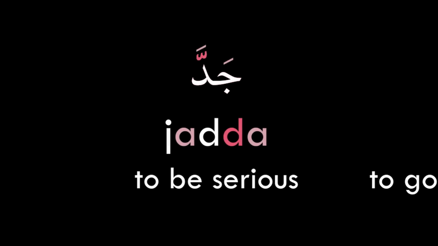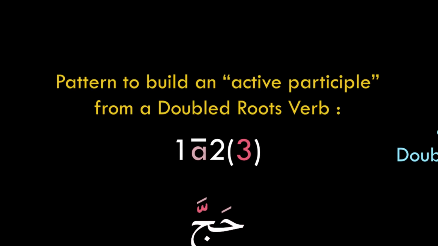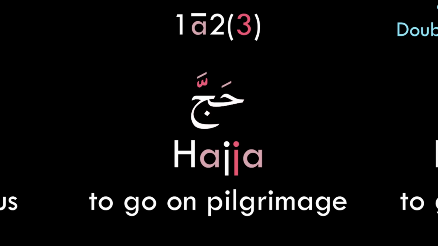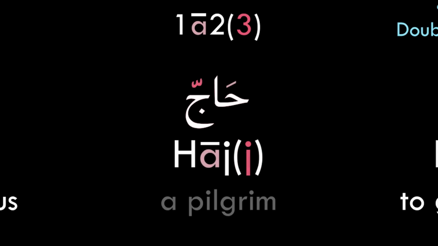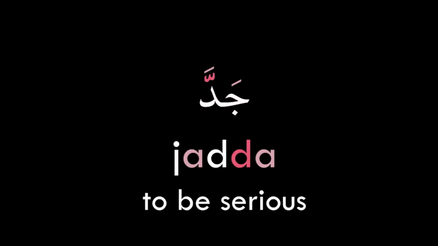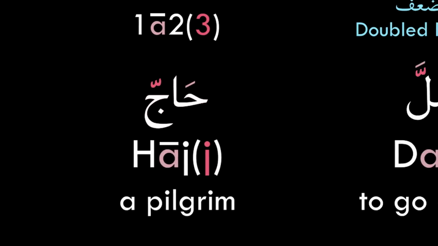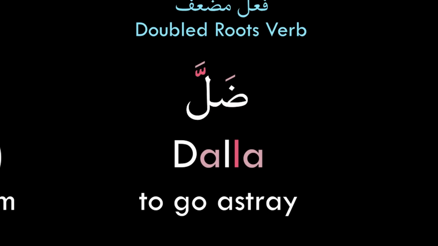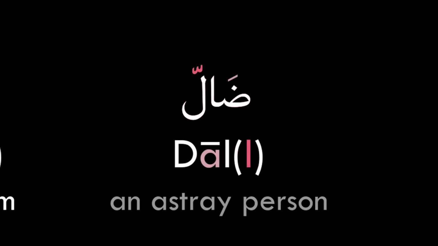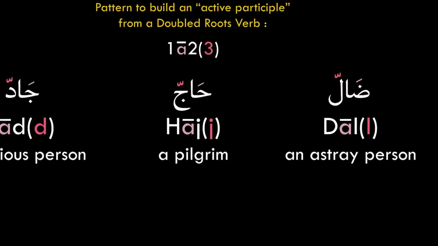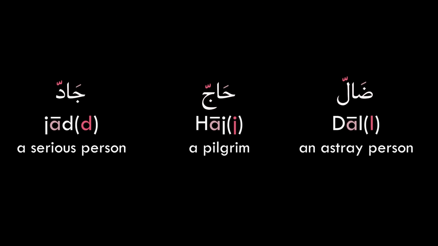To build an active participle from this form, try to rely on this pattern, putting the three root letters in the place of 1, 2, and 3. So for hajja, its active participle is hajj, a Muslim who has been to Mecca as a pilgrim. And for jadda, its active participle is jad, a serious person. And finally, for dalla, the active participle is dal, an astray person. Because these active participles are characteristics that we give to someone, we can consider them as adjectives.